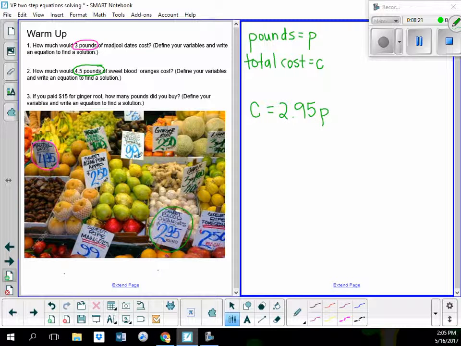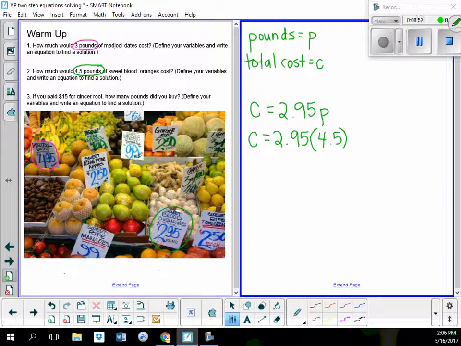So if we had 0 pounds, we could put a 0 in for P. If we had 1 pound, we could put a 1 in for P. If we had 2 pounds, we could put a 2 for P. Okay, but our problem wants to know 4.5 pounds. So we're going to say our cost is equal to $2.95 for every pound, but we have 4.5 pounds that we want to find the price for.